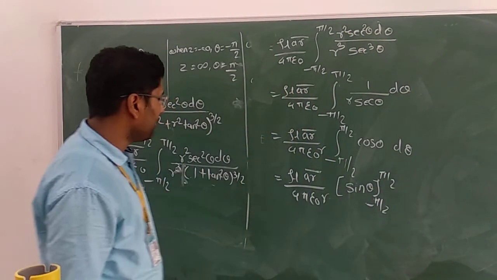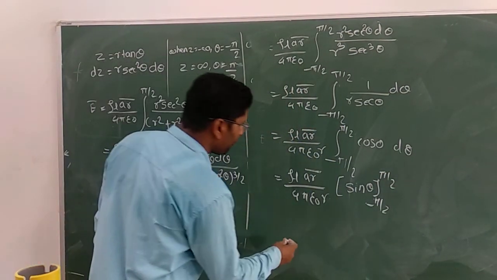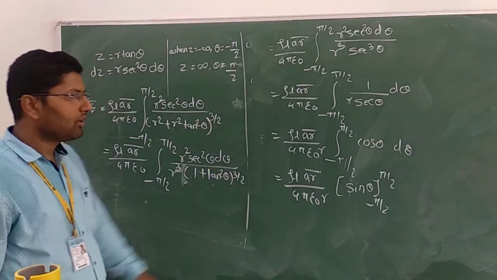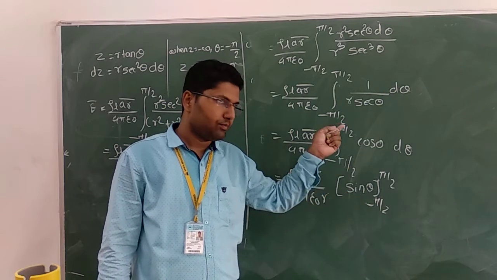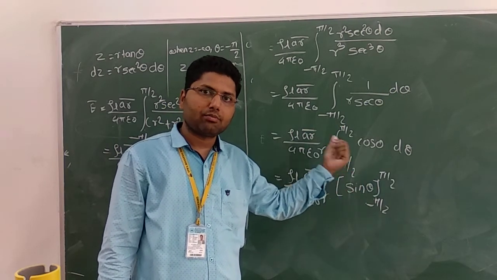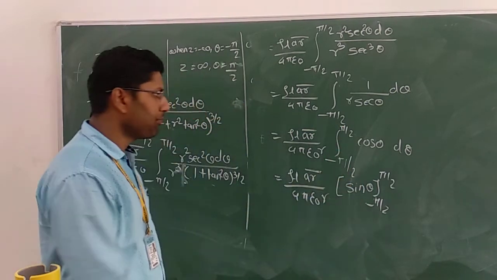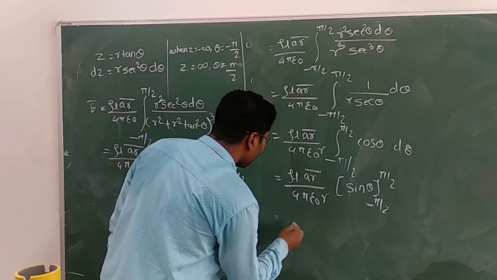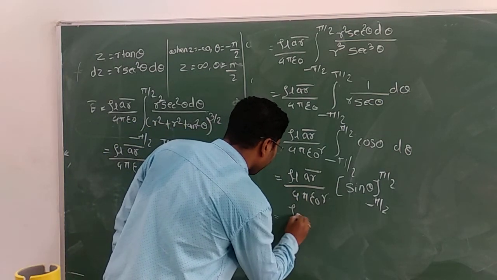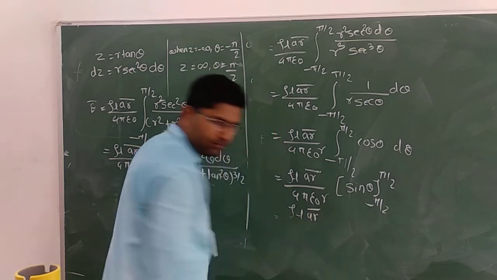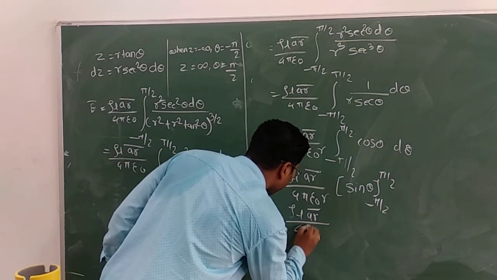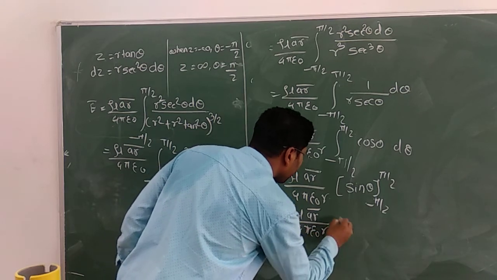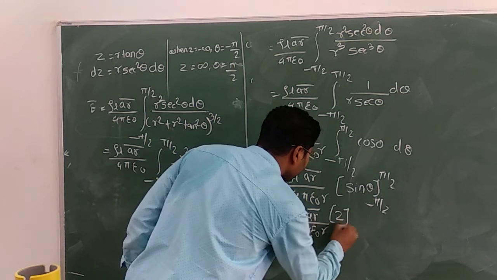Now if you are calculating sin theta from minus pi by 2 to plus pi by 2, it will be sin pi by 2 is 1, sin minus pi by 2 is minus 1, so minus minus 1, that is plus 2. So rho L AR bar divided by 4 pi epsilon 0 r, times 2.